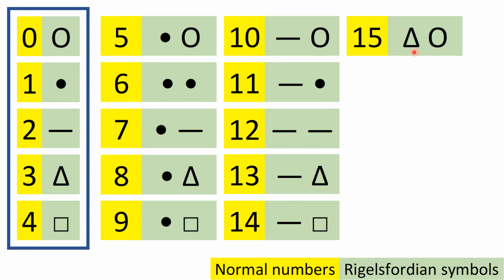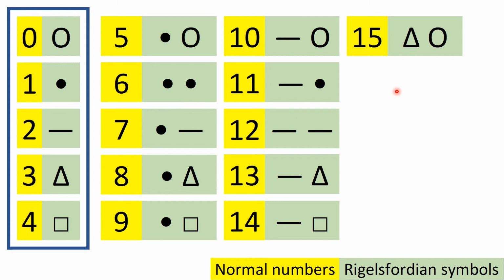So in Wriggles-Fordian symbols, the number 15 is a 2-symbol number. So my first symbol shows how many 5s I have, and then the second symbol shows how many units I have. So I have 3 groups of 5 and no extra units, so that's a triangle and then a circle. So now either you've got it or you haven't, and it's okay if you haven't got it. This is really, really confusing stuff.